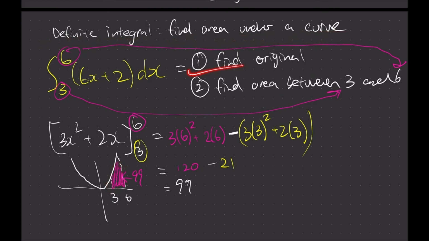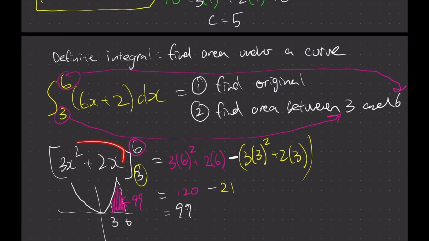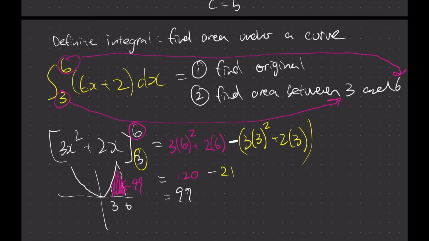How do you do it? Step 1, you need to find the original function first. How do you find the original function? Same as up here, just without needing to do the c. After you find the original function, you need to find the area between your two numbers. How do you find the area between the two numbers? You substitute the two numbers into your original function. By substituting 6 in, I get this part. And then you subtract whatever I get if I substitute 3 in. And then this minus this will be 99. And that is how you do definite integrals.